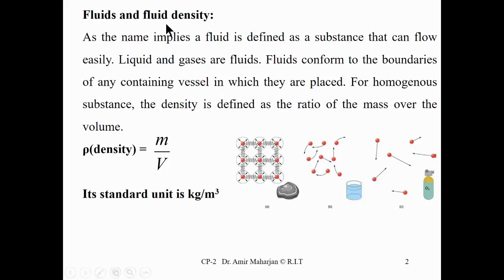Before we do any details on fluid statics, first you need to know some properties. First of all, as the name implies, a fluid is a substance that can flow easily. That's why liquids and gases are in this category. Liquids and gases are called fluids because they can flow easily, but not the solids. In general, density is defined as mass per unit volume, and its symbol is the Greek letter rho. Its standard unit is kilograms per meter cube.